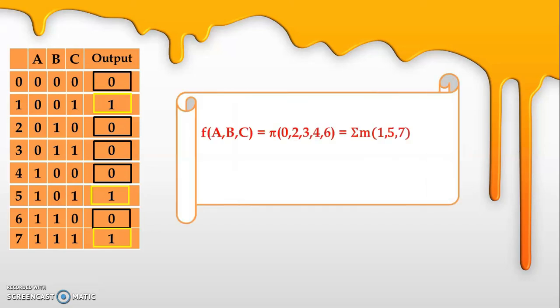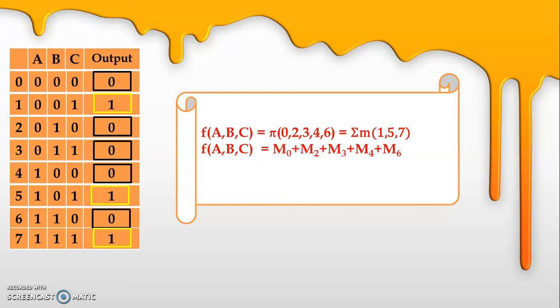Now if we write our function, then we can write f of ABC equal to Pi, where Pi is the POS form. We are getting 0 for 0, 2, 3, 4 and 6, and that is equal to Sigma m. Sigma indicates SOP form. So we have the Minterms 1, 5 and 7. Either it is a Maxterm or it is a Minterm. If we are getting output 0, then it is a Maxterm. If we are getting output 1, then it is a Minterm. So both are logically equivalent.